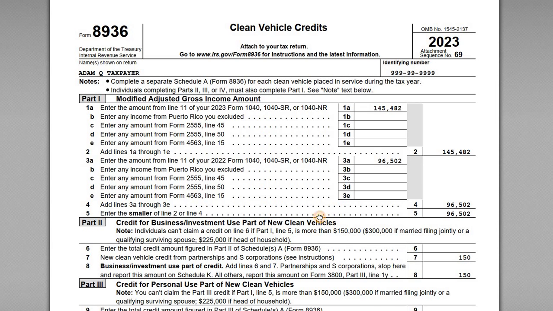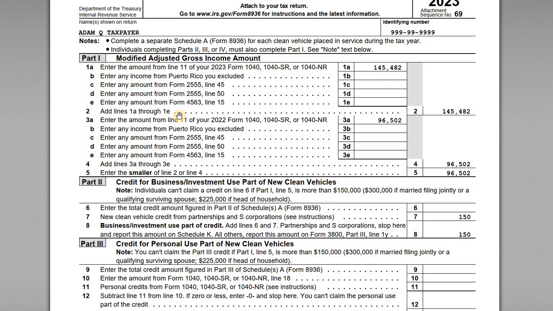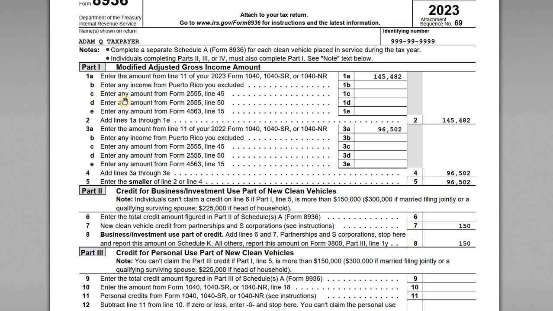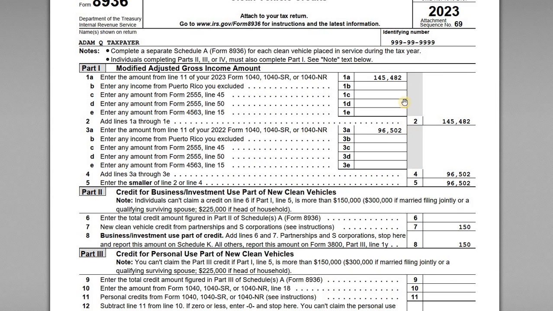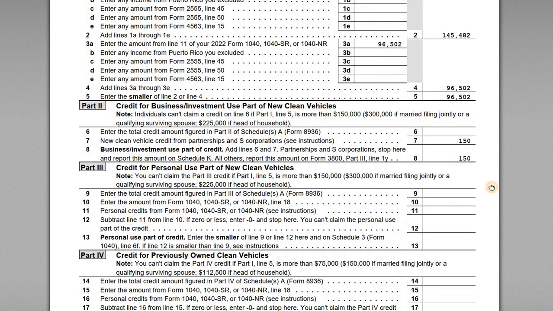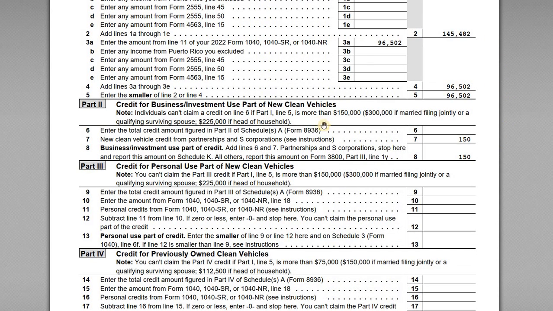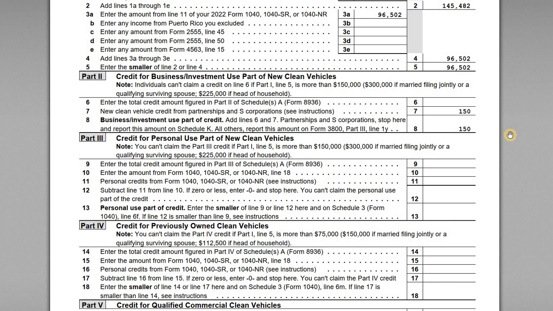So if we're starting with the 8936, Part 1 has to be completed because this is the first test, right? Does our AGI fall within those appropriate ranges where we haven't eliminated ourselves from being able to claim this credit? So on line 1A, we have his AGI from the current year. On line 3A, we have his AGI from his prior year, 2022 return. So for 2023, you're allowed to use the lower amount of your income from either year. And that's important because if in the current period your income was too high, you would be excluded from being able to claim the credit. But if you can look back to a lower amount of income in the prior year, now you might be eligible. So Adam's income in both years is below the $150,000 amount. So he doesn't have an issue with being eliminated from the credit, at least at that first stage.